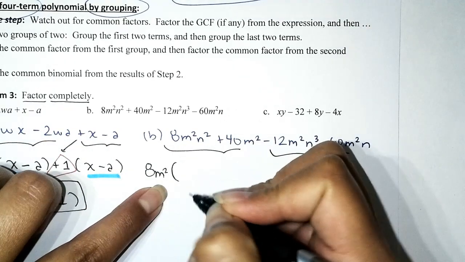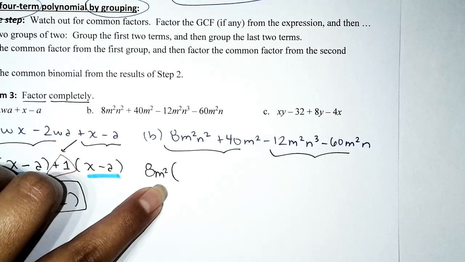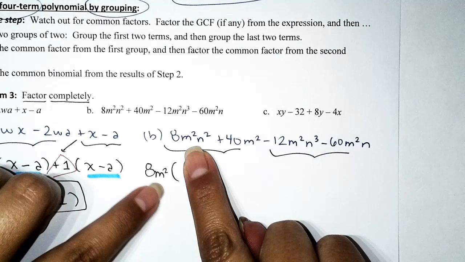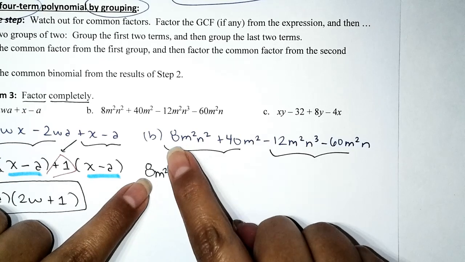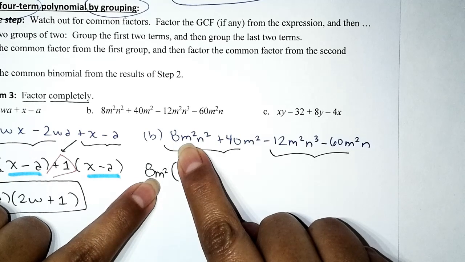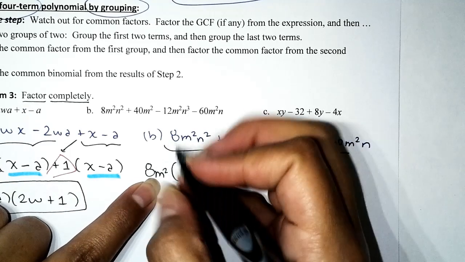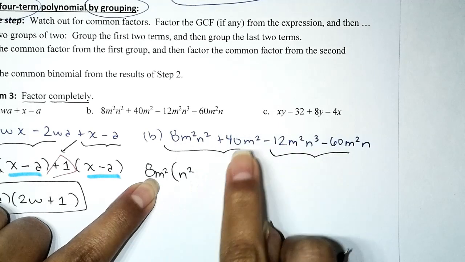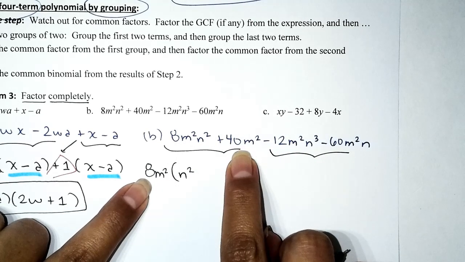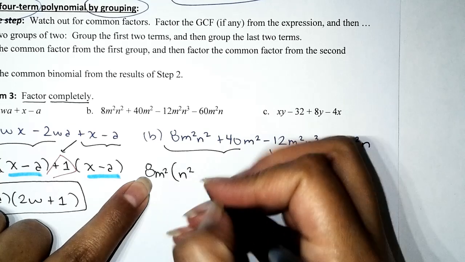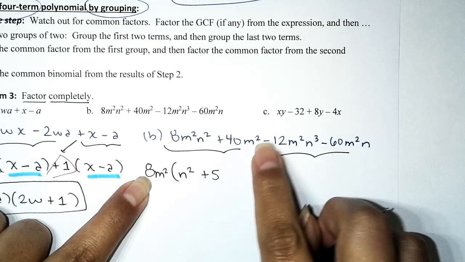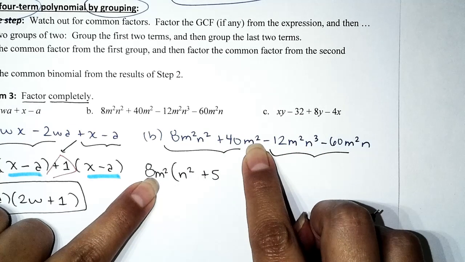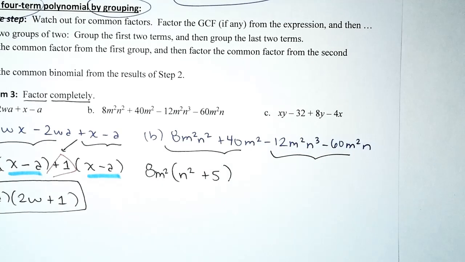And let's show the reader what we're left with when we factored from the first group. First term divided by GCF, the 8's cancel, the m squareds cancel, and that will leave us just with n squared. Second term over GCF, 40 divided by 8 is 5. And m squared divided by itself cancels out. Cool. One group down, one more to go.